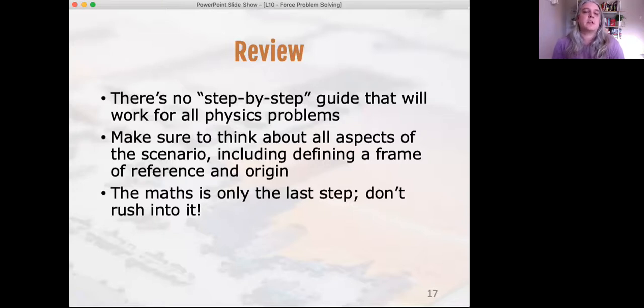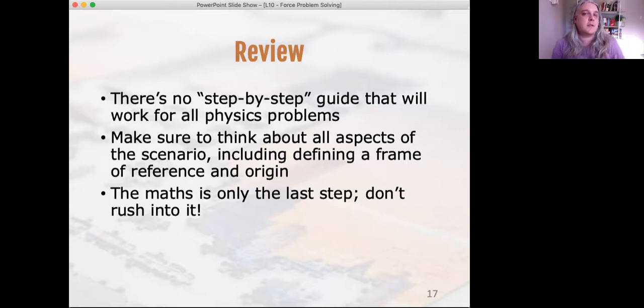As you're doing that, make sure that you're thinking about everything about the scenario. Think about defining a frame of reference, an origin. What are the laws and equations involved? What are your dimensions? Is it one-dimensional, two-dimensional? How many different periods or stages are you going to divide your scenario into? Is it moving? Is it not moving? Has it got constant acceleration? All of that. There is so much to think about, and that is all physics. That is what the physics is.